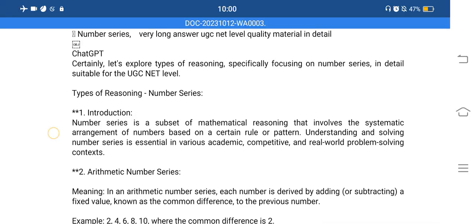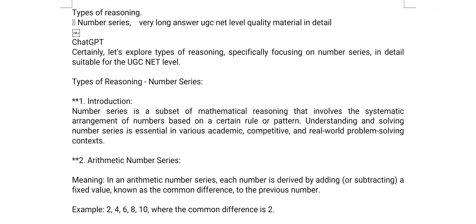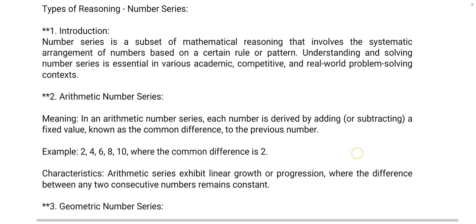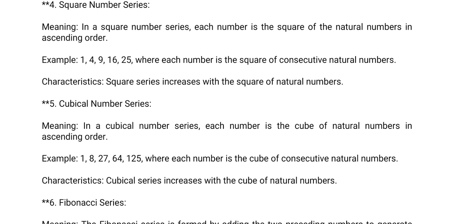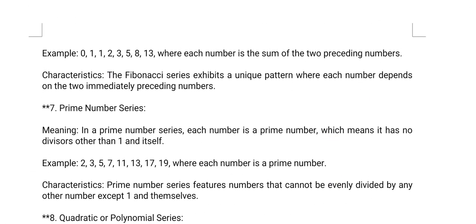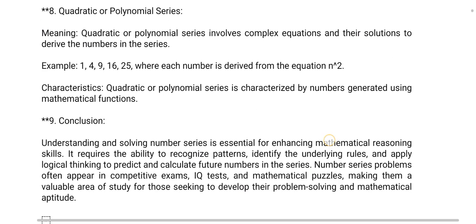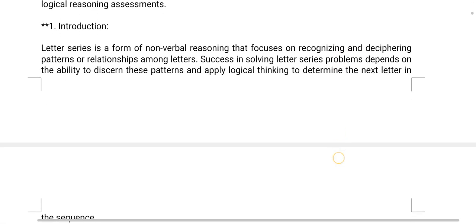Types of reasoning. We just mentioned number series. Number series is a subset of mathematical reasoning that involves a systematic arrangement of numbers based on a certain rule or pattern. Arithmetic number series is there, geometric number series, square number series, cubical number series is there, Fibonacci series, then prime number series, quadratic or polynomial series. It's essential to understand this. Letter series we just mentioned.